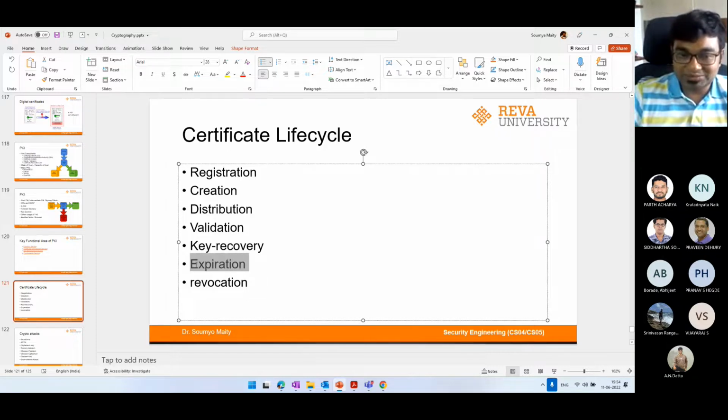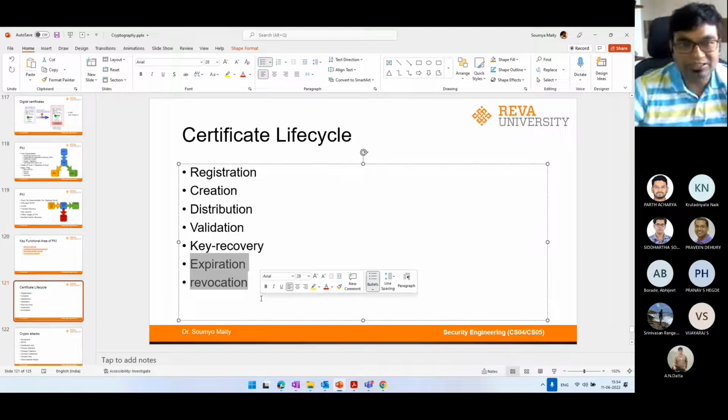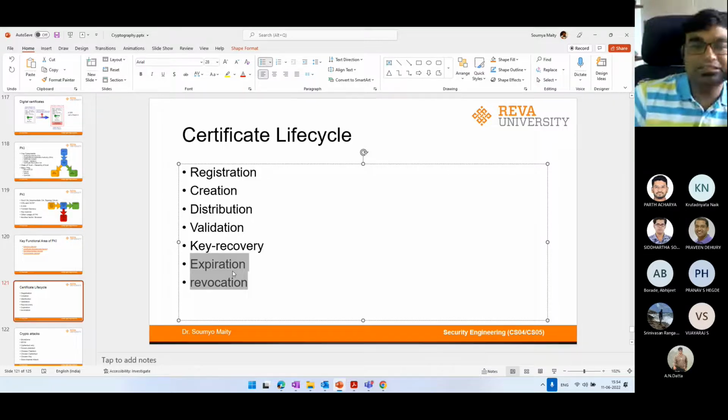The certificate could expire someday, and there will be a revocation. So this is the life cycle of a certificate. The certificate life cycle starts with registration and ends in either expiration or revocation. There are two end states for a certificate. Either it is expired or it is revoked.